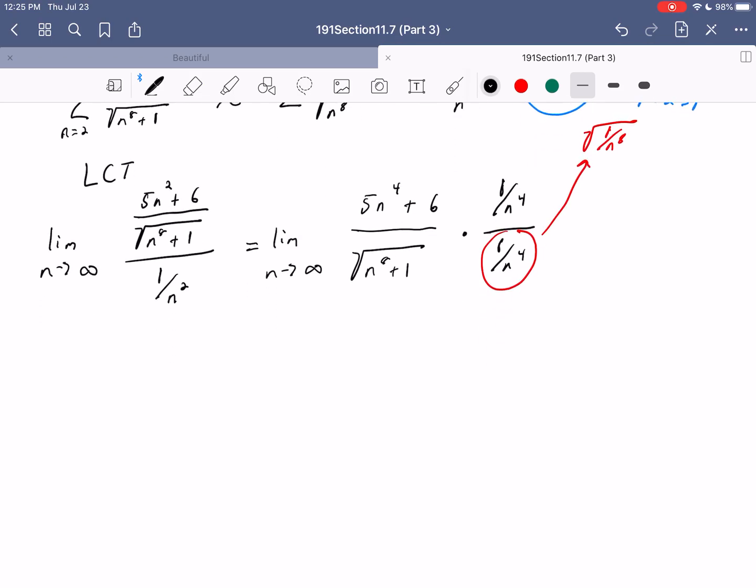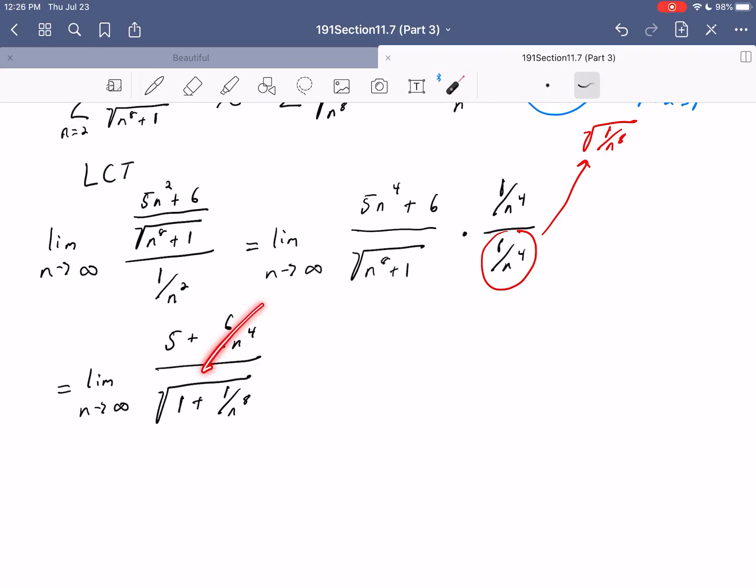All right, if we do that, then we would have the limit as n goes to infinity. Up top, we get 5 plus 6 over n to the 4th. Down in the denominator, we'd have the square root of 1 plus 1 over n to the 8th. So there we go. Now, we know that these terms go to 0, so this thing looks like it's going to come out as 5 over root 1, which is 5.